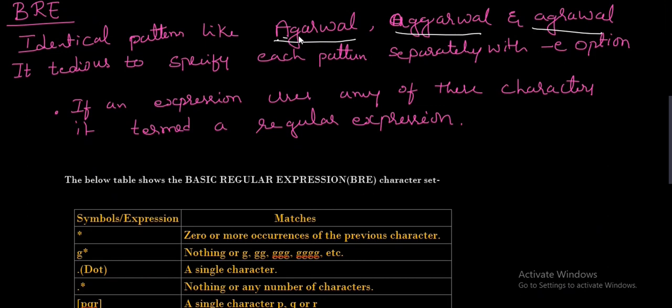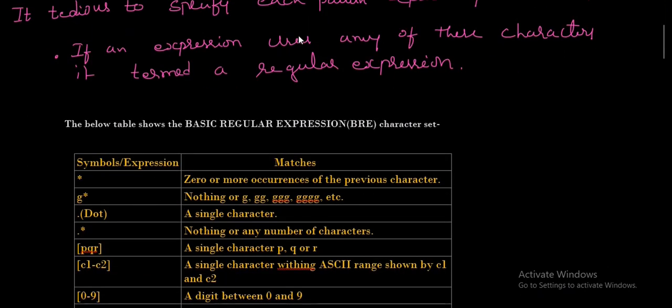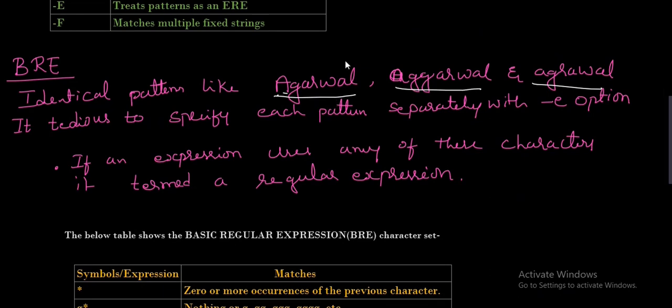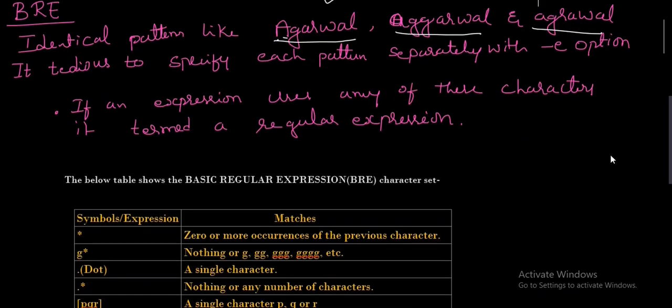Okay, so how can you simplify? So if an expression uses any of these characters, just note down this. We'll try to write how we can write the regular expression to match all these three types of string. So if an expression uses any of these characters, we term it a regular expression. Whatever you represent as the expression to match any of these strings, we call it a basic regular expression.